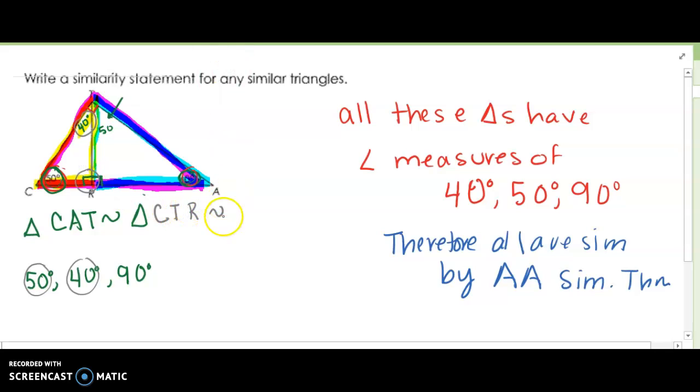And that's going to be similar to triangle. Now I'm going to do this one on the right here. Once again, I go back to 50, which is right here at T. Next, my 40-degree angle is right here at A. And then my 90-degree angle is right here at R.